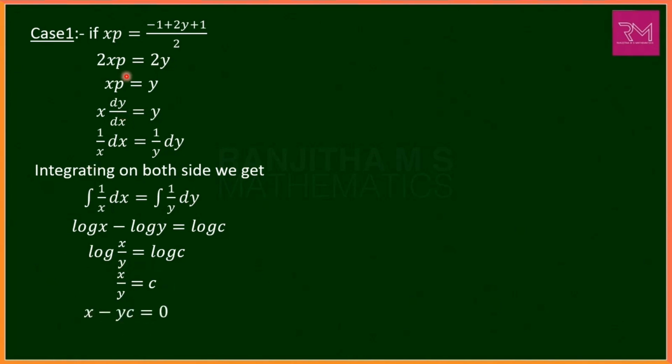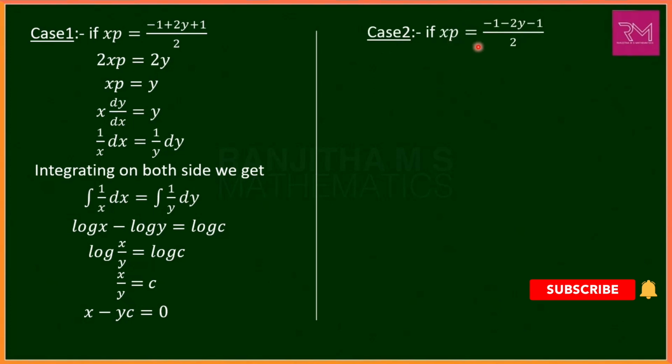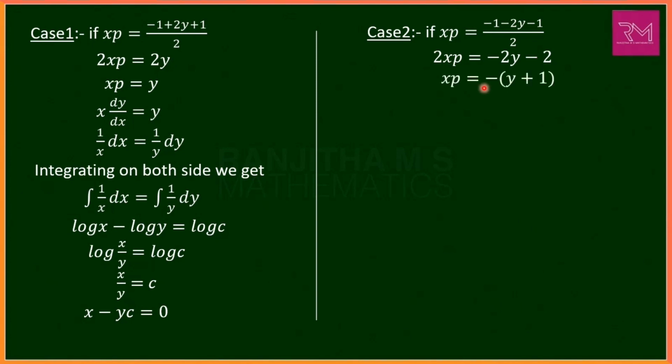This is the value for case 1, that is xp which is equal to minus 1 plus 2y plus 1 divided by 2. Similarly, case 2 is xp which is equal to minus 1 minus of 2y plus 1, that is minus 2y minus 1 divided by 2. Same procedure as this. Take this 2 to the left hand side, that becomes 2xp which is equal to, here we have minus 2y minus 1 is minus 2. Take minus 2 as common, we get 2xp which is equal to minus 2 into y plus 1. Here we can cancel this 2 term, remaining is xp which is equal to minus of y plus 1.